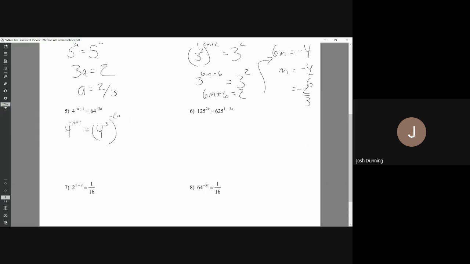Power to a power, we multiply on that right side. If the bases are equal, then the exponents are equal. I'm going to add n, divide by 5, to negative 5.